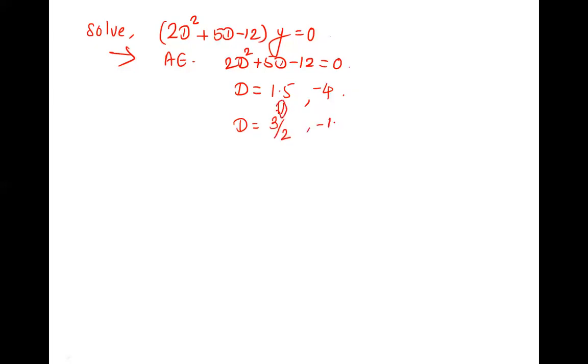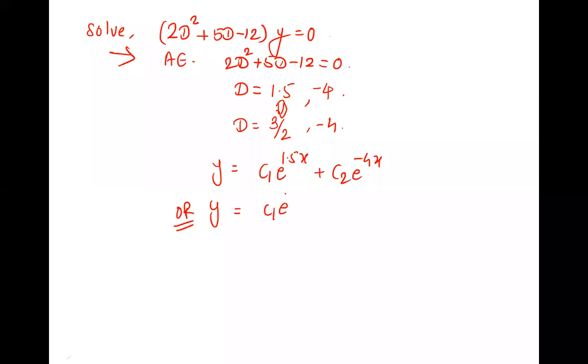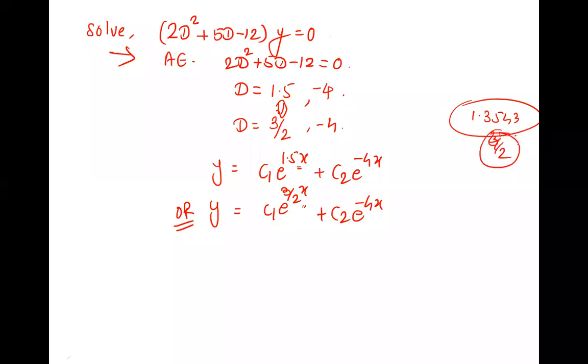So if in your MCQ you see C1 e raised to 1.5x plus C2 e raised to minus 4x is the solution, or if it is like C1 e raised to 3 by 2 x plus C2 e raised to minus 4x, both are okay. Yes, because as it is 1.5, you know it is 3 by 2. But if it is something like 1.354 something, you don't know actually what it is, right? So in this case, you can go shift and A b/c, you will get whatever the value, 3 by 2, 4 by 2, whatever. So if it is there, you can write.